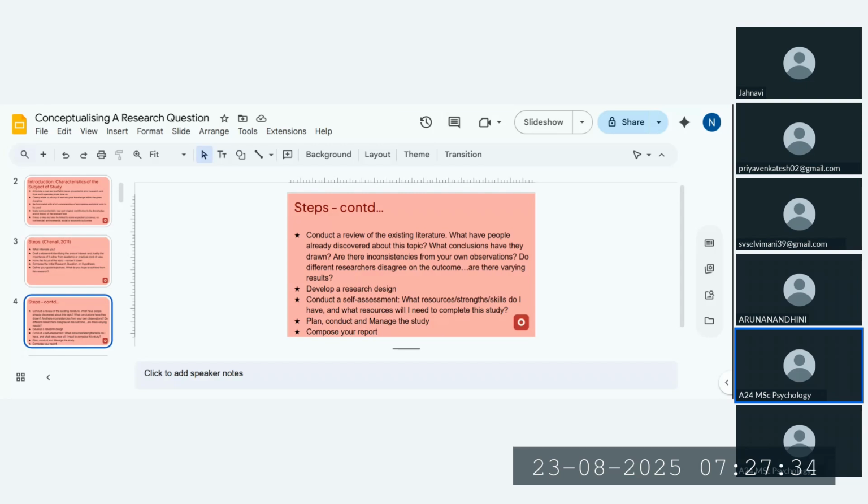Then you develop a research design. Okay, now I'm going to use these methods to collect data.